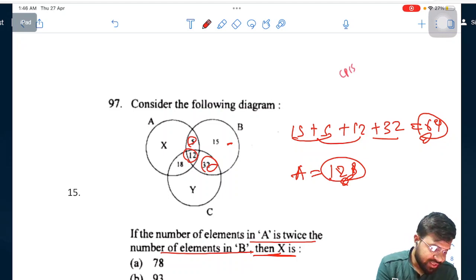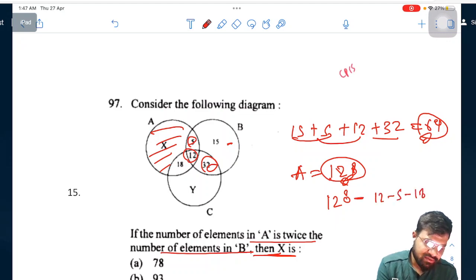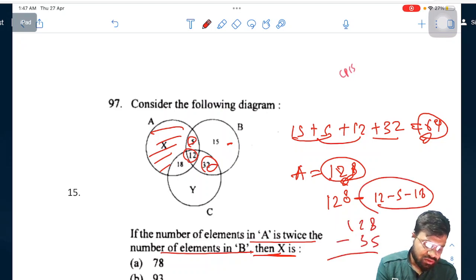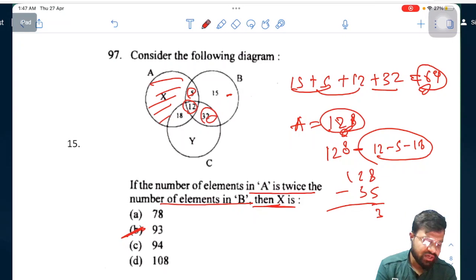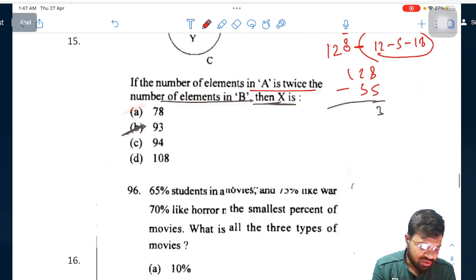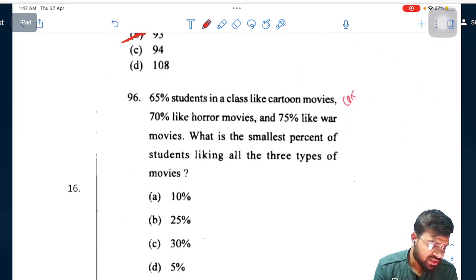Out of that 128, how will you calculate x? X means this area only. So you will subtract 128 minus 12 minus 5 minus 18. So this is 128 minus 35. So this way you will get 93. So this is 18 minus... so 8 minus 5 is 3, and only option with 3. Just doing this calculation, you can reach the option. This is not even that much difficult a calculation.